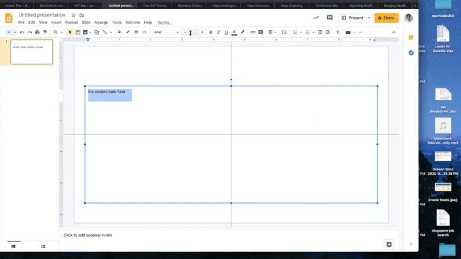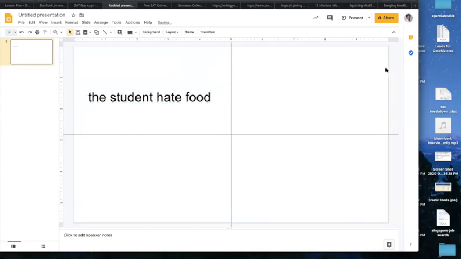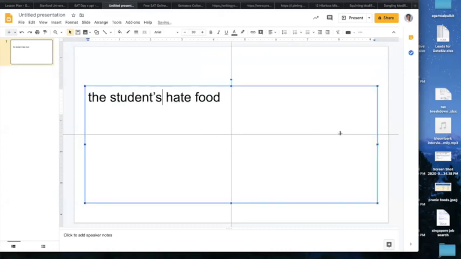This is so funny. What is this? This sentence makes no sense. Oh, careful. Is this correct? This is not correct. It's not apostrophe S dilemma. This is incorrect. This is plural singular rule. So either the students hate food or the student hates food. Perfect.